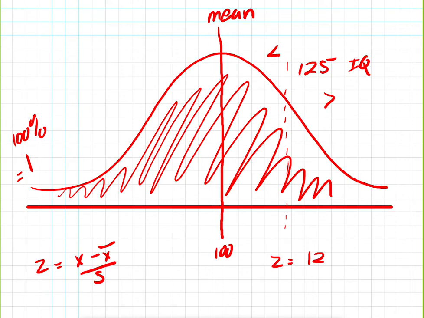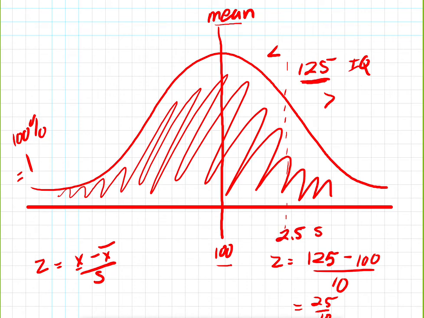So 125, that was our piece of data, subtracted by X bar. X bar is just the mean, and for IQ it happens to be 100. And we said a standard deviation happened to be 10 with IQ. When we subtract that, we just get 25 over 10, which is 2.5. In other words, somebody's IQ that's 125 is 2.5 standard deviations positive above the mean.